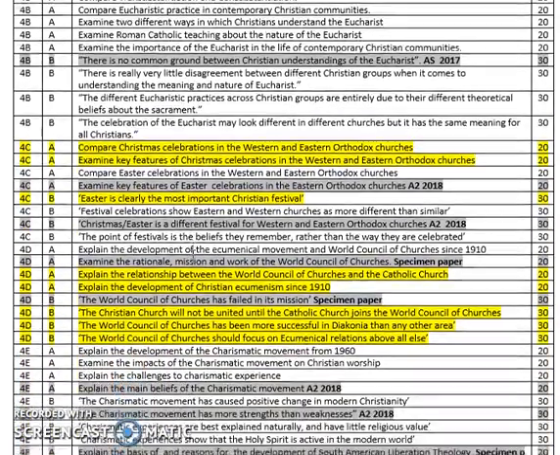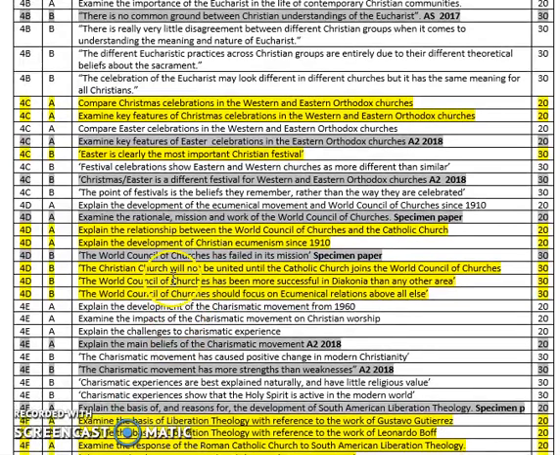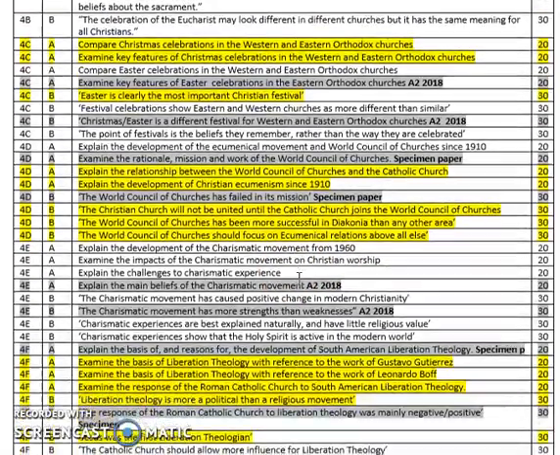Other possible gaps are some bits on the World Council of Churches and the ecumenical movement. There was quite a nice general question on the specimen paper. They could be quite mean and look at some of these more specific questions.